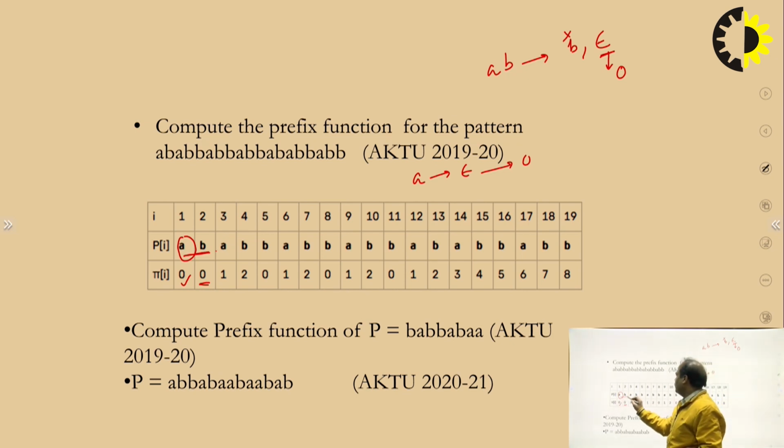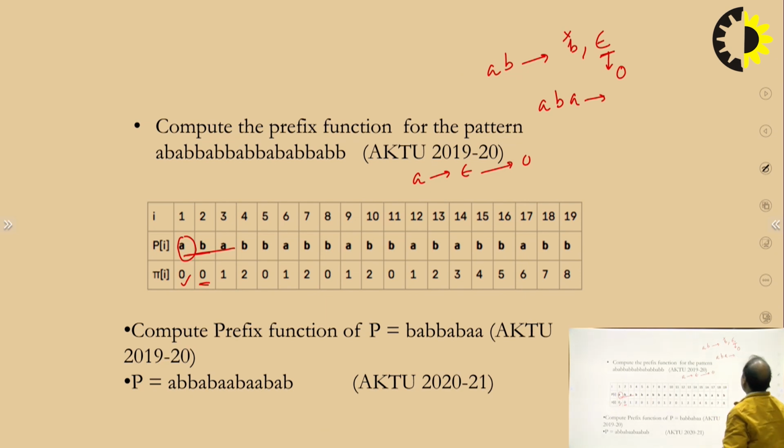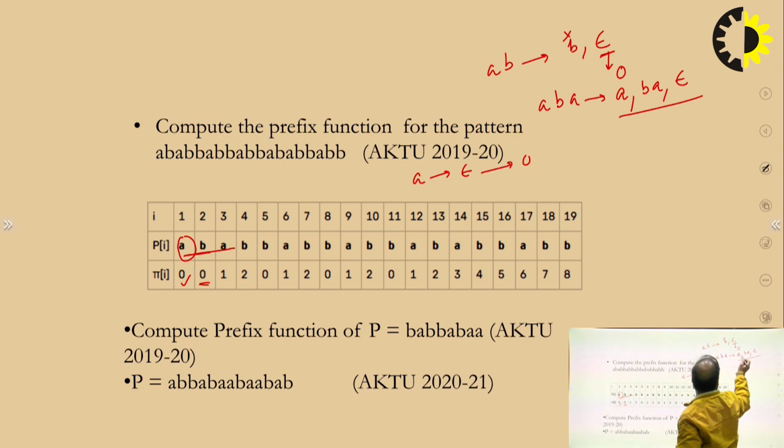So same thing, if you just take ABA, right? 3 portion. If we take ABA, what are its proper suffixes? Its proper suffixes are A, then BA, and then epsilon. These are the proper suffixes. And which proper suffix is matching? See, we are interested in maximum. A is matching in the pattern prefix. A is also part of the prefix. So its length is going to be 1. So that is why we are writing 1.